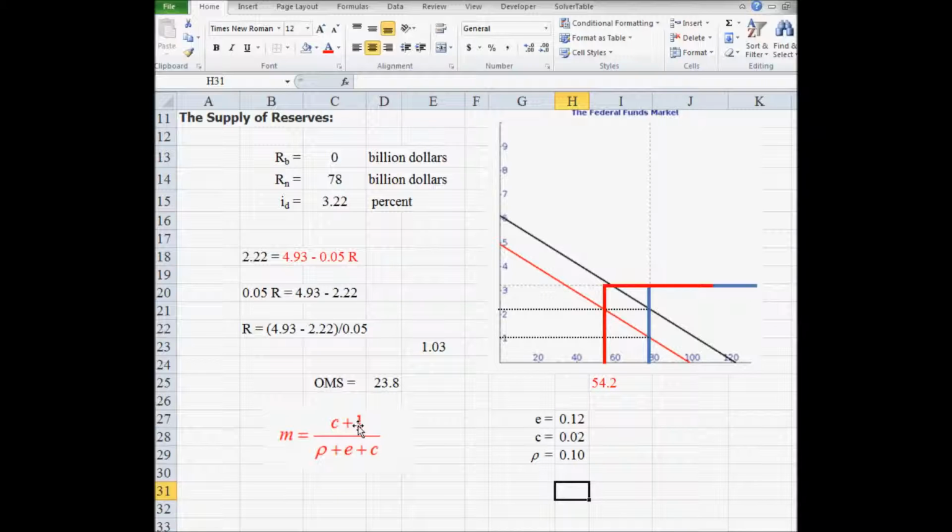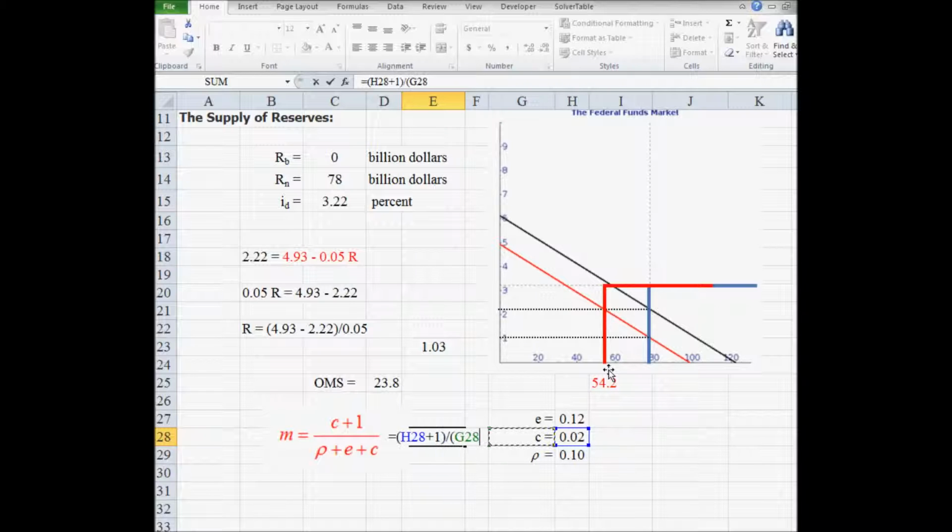So the currency ratio plus 1 divided by the reserve requirement ratio plus the excess reserve ratio, E, also known as ERR, plus the currency ratio, which is also known as the currency drain. The money multiplier is the currency ratio or currency drain plus 1 divided by the reserve requirement ratio plus the excess reserves ratio and currency drain. So the money multiplier is 4.25.